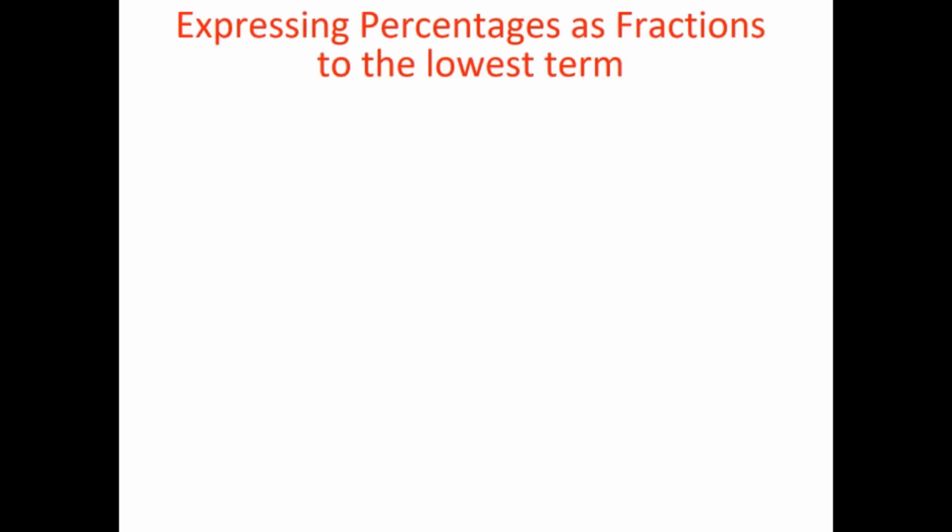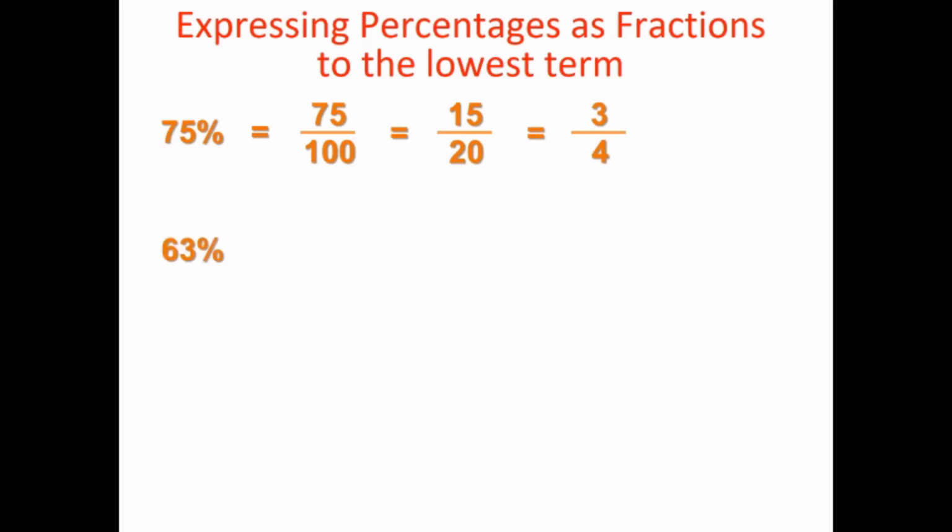So the next one is expressing percentages as fractions to the lowest term. Remember 75% we talked about? So 75 over 100, divided by 5 is 15 over 20, and then you divide by 5 again, you get 3 over 4. Second example, 63%, 63 over 100. Now look at it. Is there anything that can divide these two? I do not think so. There's nothing that can divide these two, so that's your final answer.